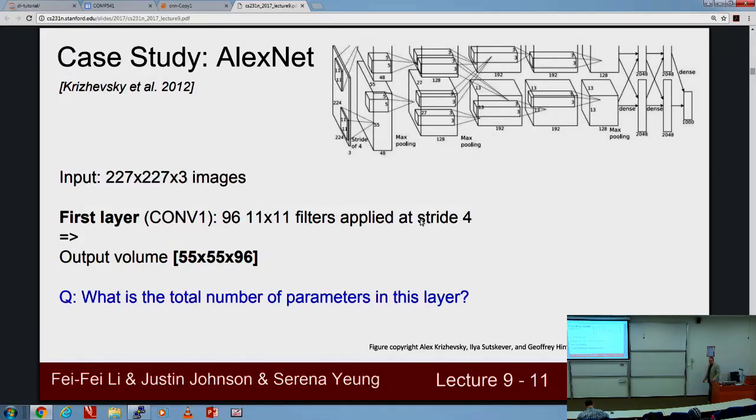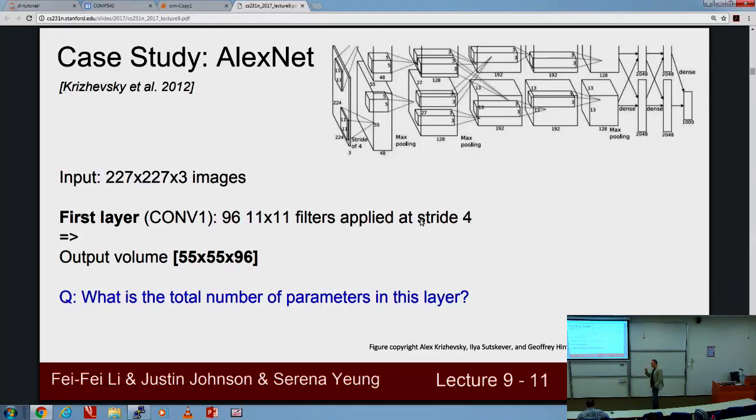Next question, number of parameters in this layer. So this is a convolutional layer. I have 96 filters that are 11 by 11 each. So how many floating point numbers do I have to store for these parameters? Yeah, 96 times 11 times 11 times, what was the last one? 3. Why is the last number there? Because there's 3 channels. That's right. So there's 3 input channels.